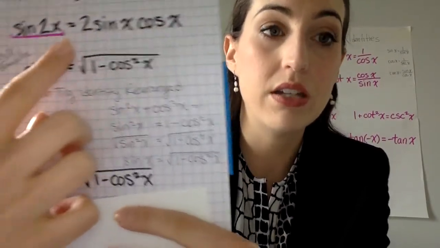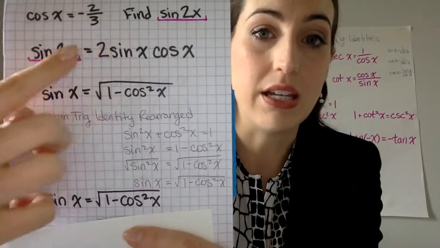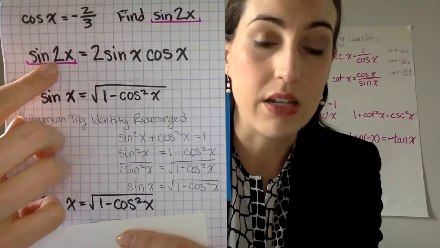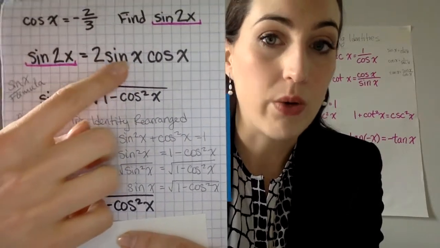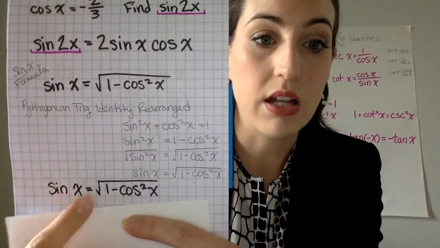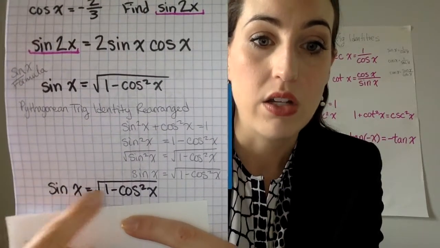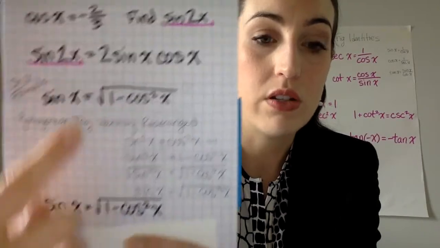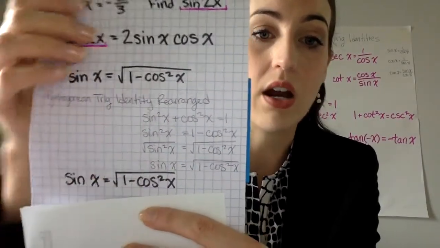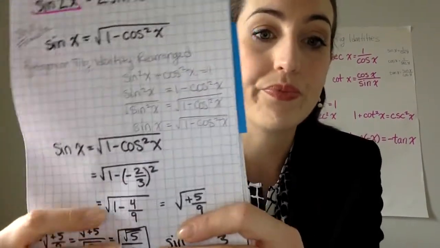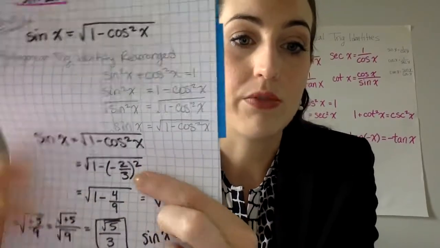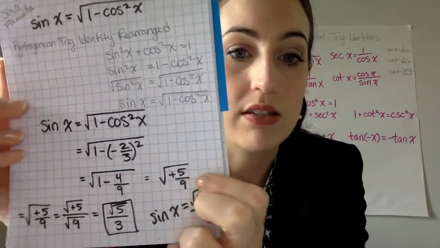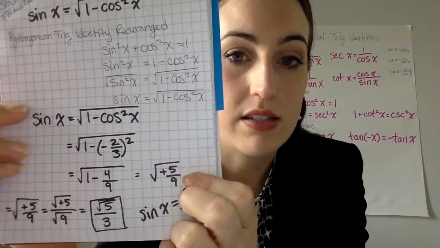I can't plug into this formula yet. I want my sine double angle, but I don't have a sine. So this allows me to find the sine. So I know cosine is negative 2/3, so I'm going to plug that in and square a negative 2/3. So we've got our negative 2/3 squared gives us a positive 4/9. 1 minus 4/9 gives us 5/9 inside the radical.